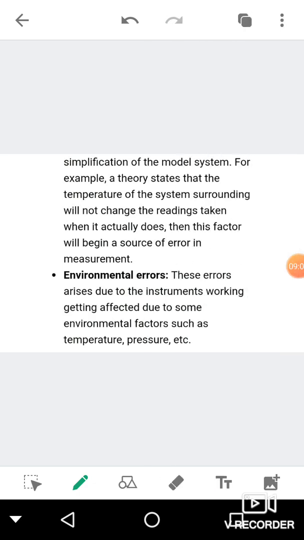Now, simplification of model system. For example, a theory states that the temperature of the system surrounding will not change when a reading is taken when it actually does, then this factor will be a source of error in measurement. That is the example here.